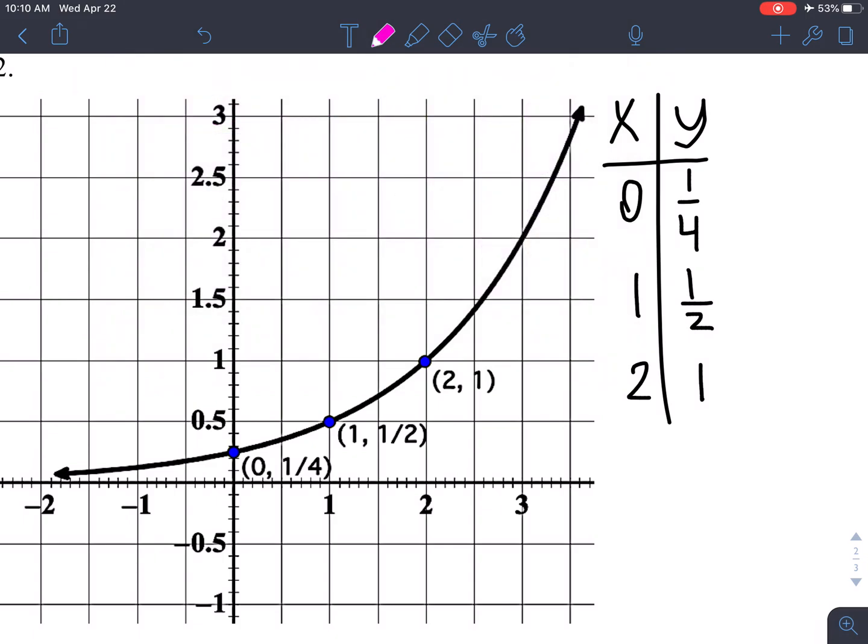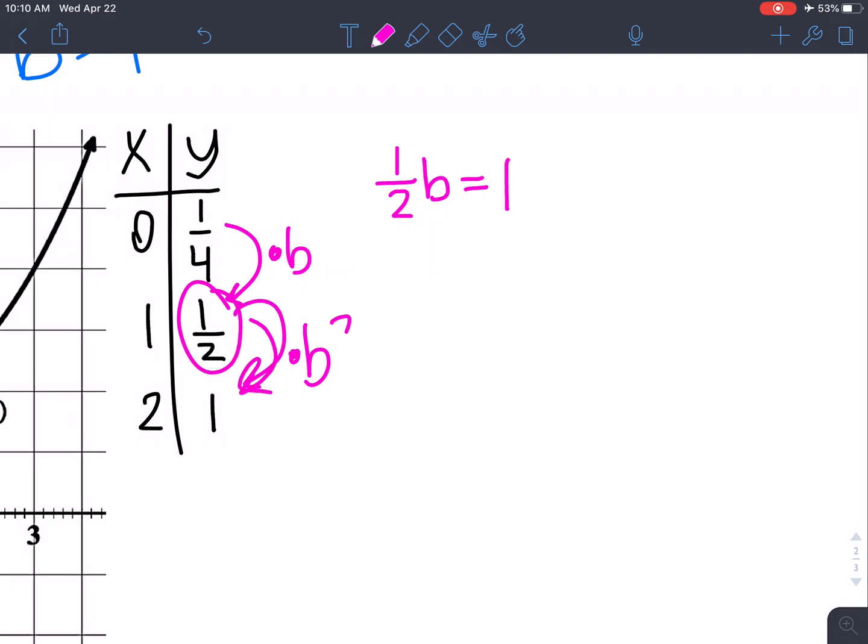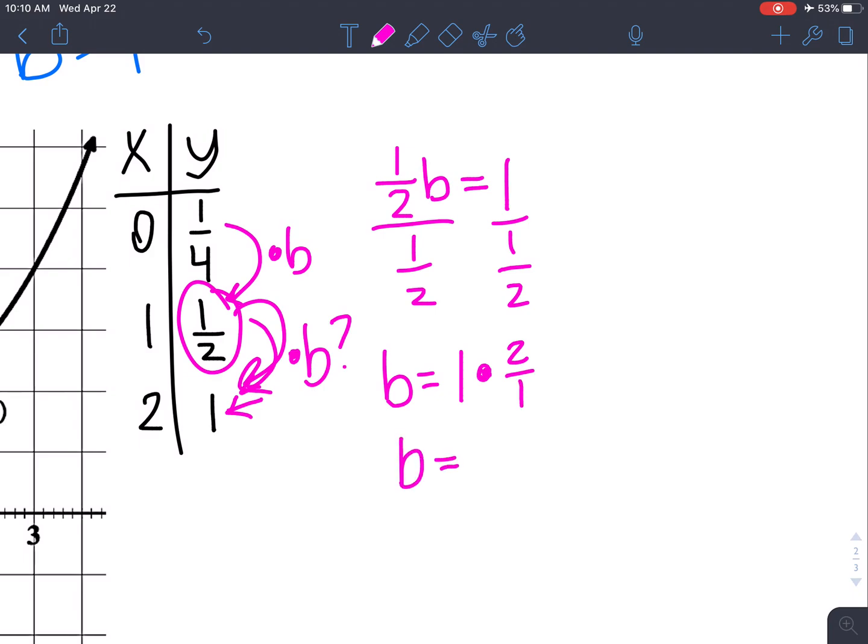So when I'm finding my base, I have to figure out what am I multiplying by each time. Again, some of us are going to feel comfortable with it, some of us aren't, and that's okay. I'm going to set up an equation. So 1/2 times some number b equals 1. If I divide by 1/2, that's one option you have. But remember, dividing by a fraction is the same thing as multiplying by its reciprocal. And the reciprocal there is 2 over 1. So 1 times 2, 2.